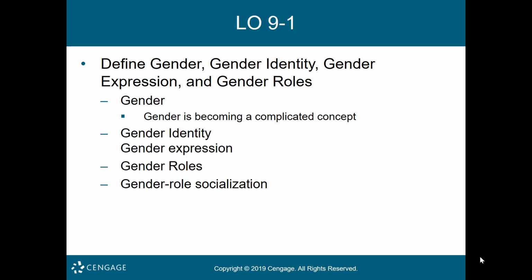According to the American Psychological Association, gender is defined as attitudes, feelings, and behaviors that a given culture associates with a person's biological sex. Behavior that is compatible with cultural expectations is referred to as gender normative. So gender is becoming a complicated concept.